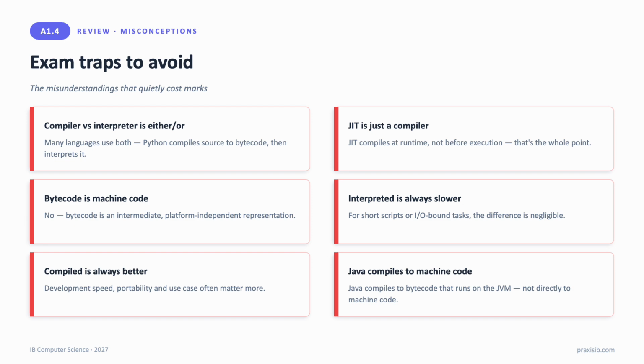Number 5, compiled is not automatically better. Development speed, portability, and the use case often matter more. Number 6, Java doesn't compile to machine code. It compiles to bytecode. And that bytecode runs on the JVM, the Java virtual machine. Watch that last one carefully. It's a very common exam trap. So run through this list whenever you answer a translation question.